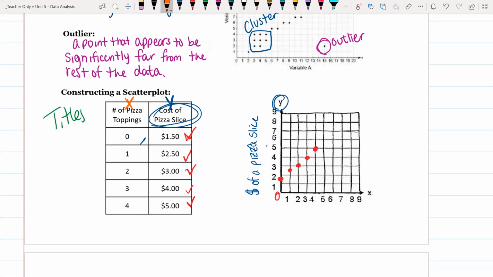And now what about X? What did my X represent? Well, it represents the number of pizza toppings. So I'm just going to write that there.